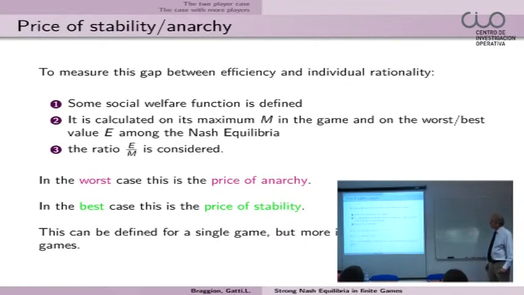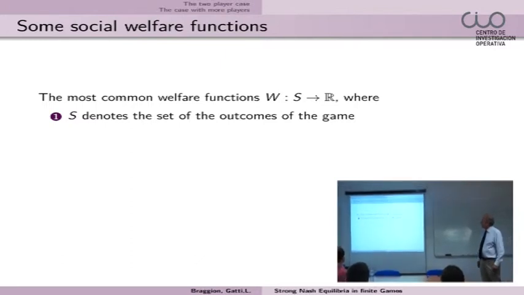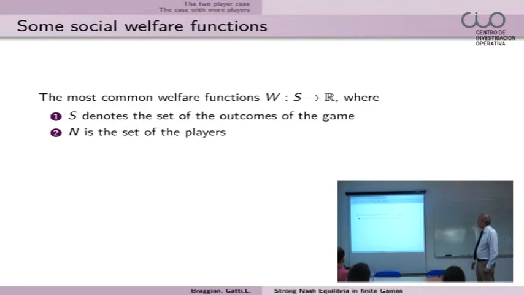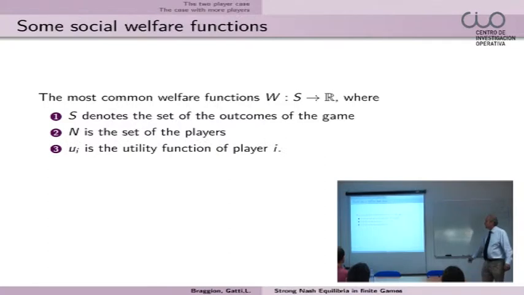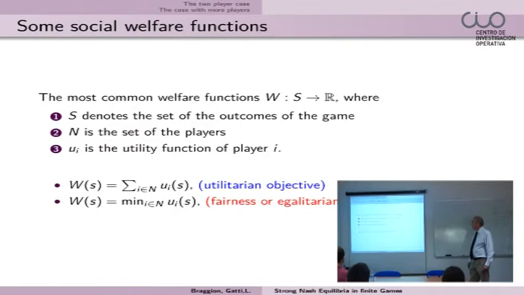Well, I give you some little examples of common welfare functions just to give you an idea. If S is the set of the outcomes of the game, and N is the set of the players, and U_i is the utility function of player i, so one welfare function is just the sum of the utilities of the players, and this is called the utilitarian objective, and the other one is the egalitarian objective.